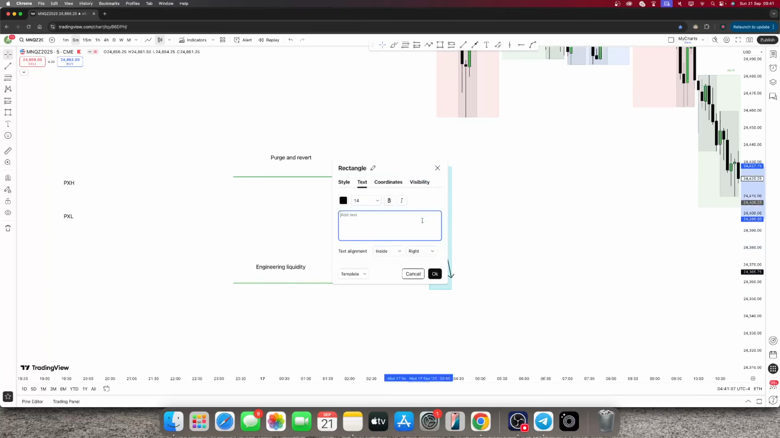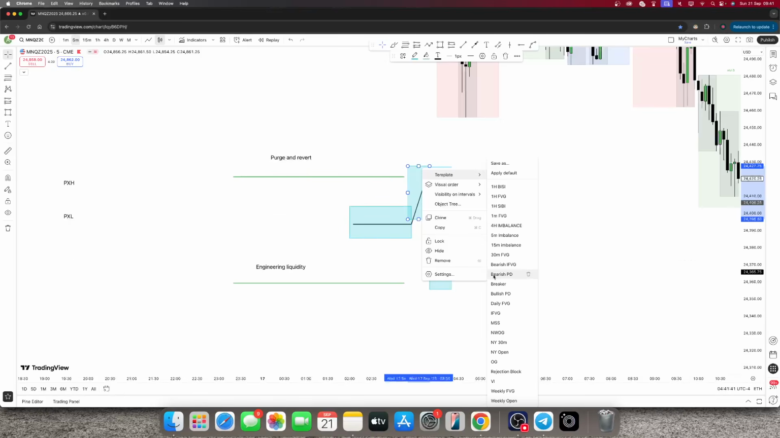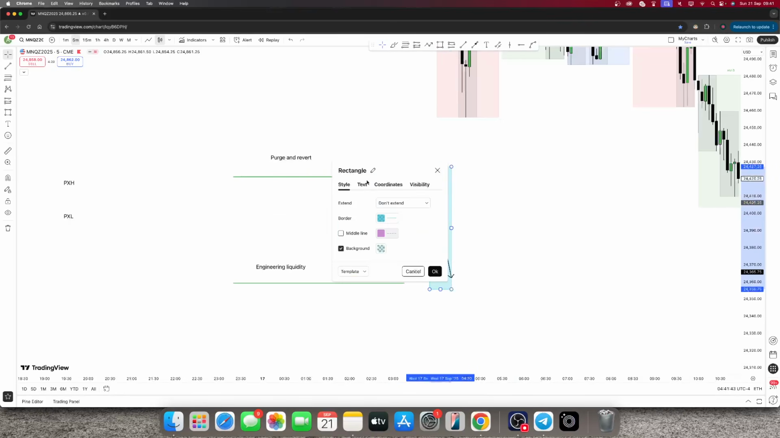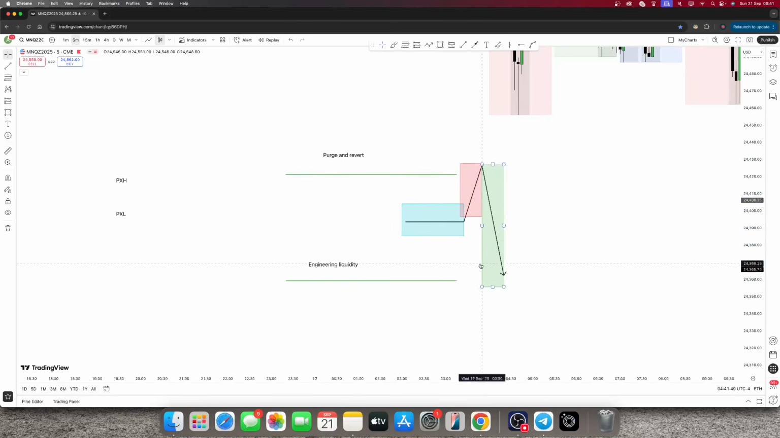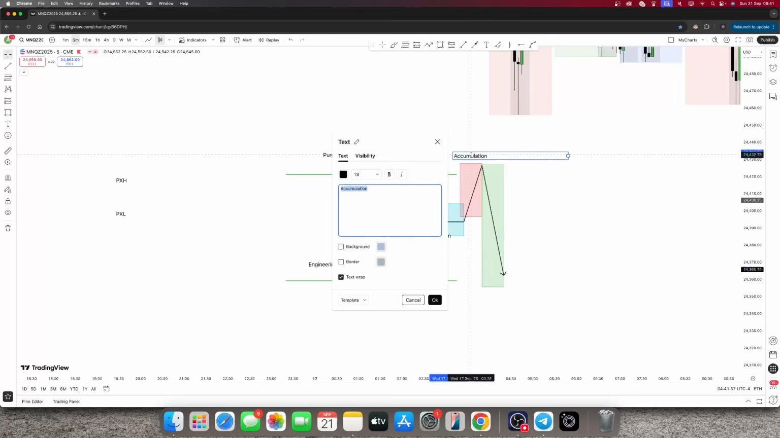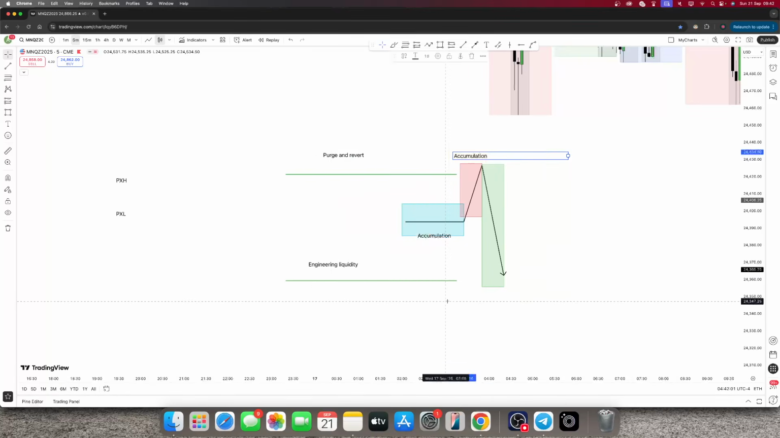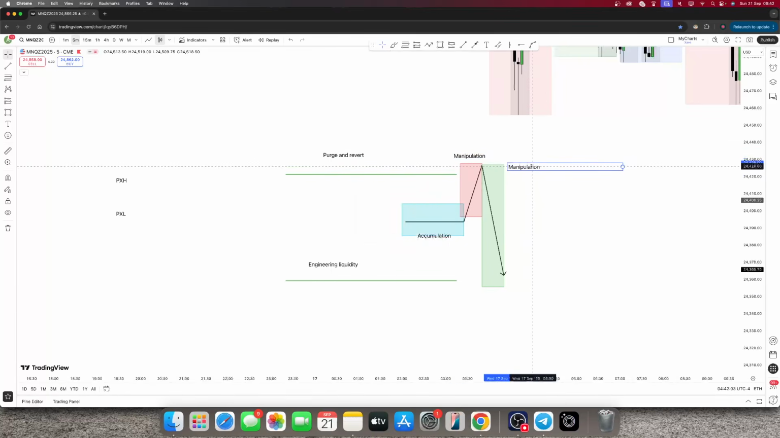If we change the colors on these boxes, let's make this one a red box. I know this is a bearish PD, and then this one will be a green box, since we sort of expanded away, as you can see there. So this first area here is accumulation, and then yes, you have the manipulation up here, like so, and then finally we have the distribution.